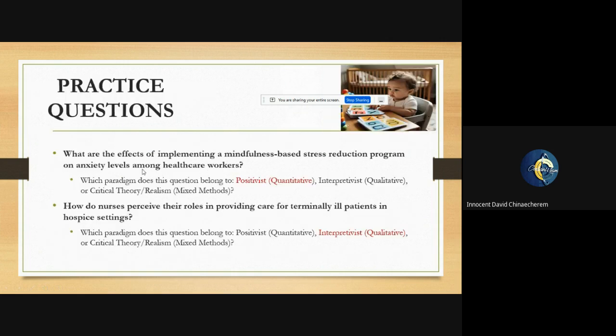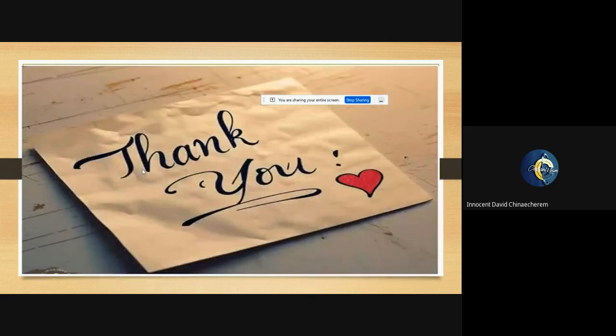So we also set out our practice questions, and that was how we got everything running.